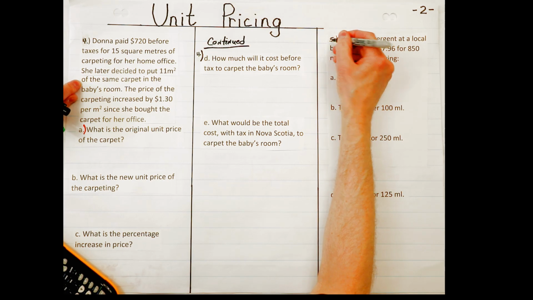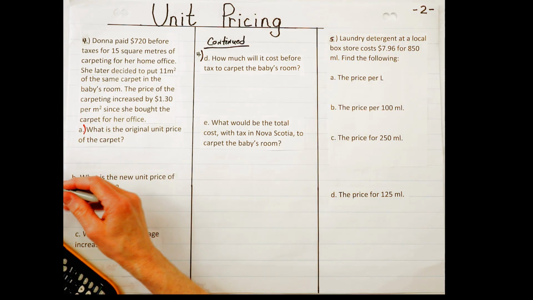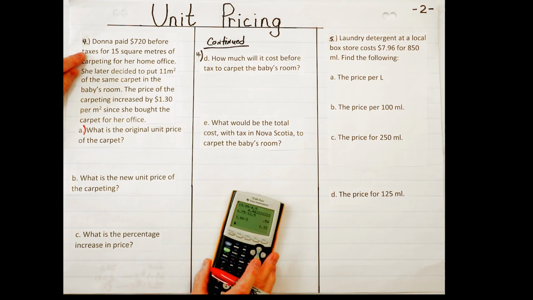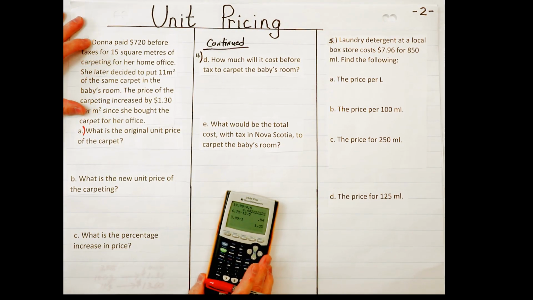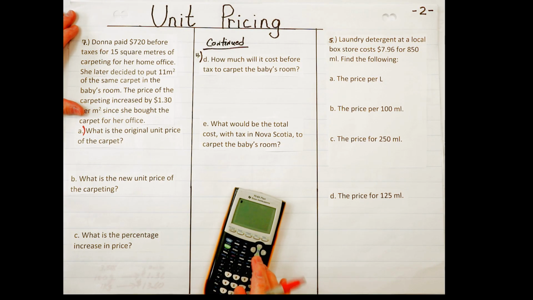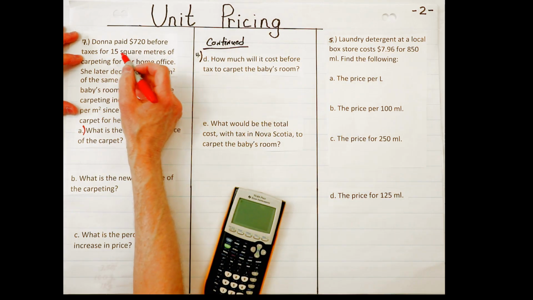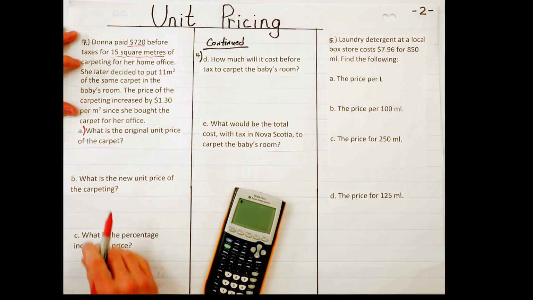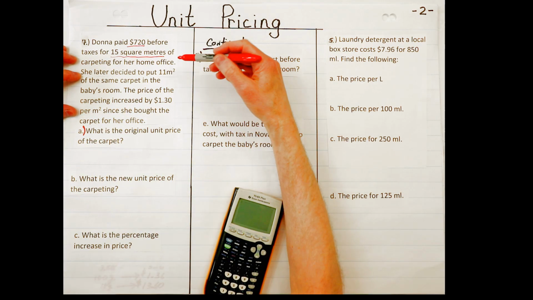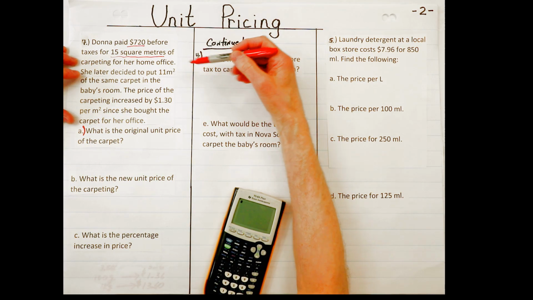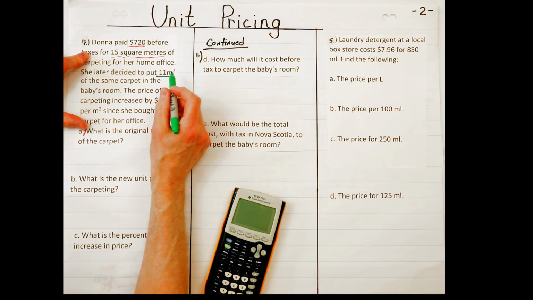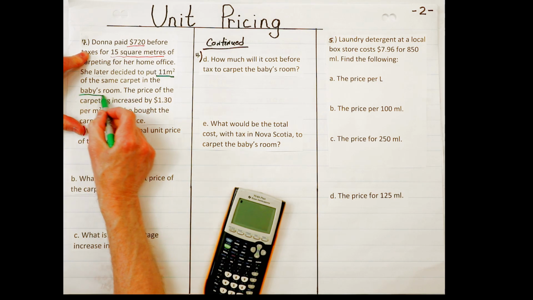So, and this is number 5 here. Okay, Donna paid $720 for 15 square meters of carpeting for her home office. She later decided to put 11 square meters of the same carpet in the baby's room.